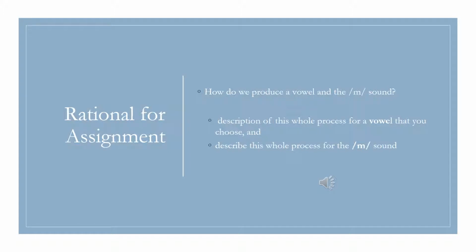So we're looking at how we produce the vowel. The vowel that we chose is ah, and the M sound. So in this slide, we're going to go over what we're going to be going through over the consequential slides. So the description of the whole process for a vowel, which is ah, and then we'll describe the process for an M sound.